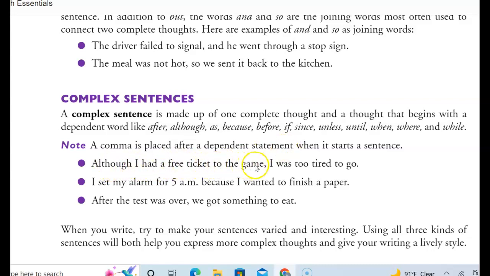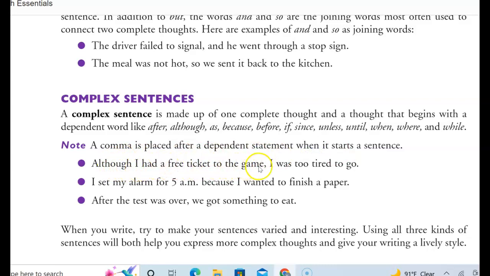Although I had a free ticket to the game, I was too tired to go. So if I stop at the comma here and say, I was too tired to go, is that a complete thought? It is. I is the subject, was is the verb. I was too tired to go. Makes sense, correct. So this part is okay. This is our independent clause. This is our sentence.